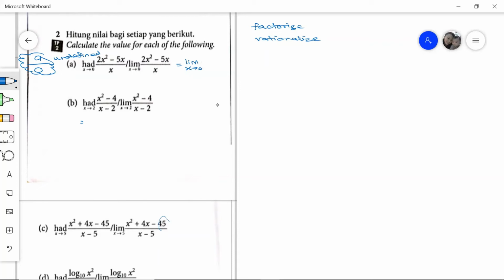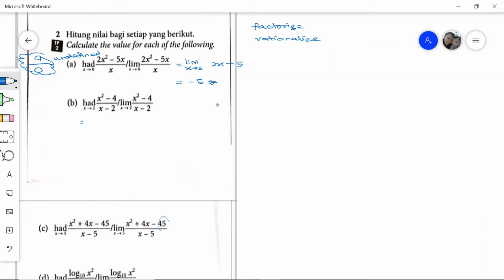So 2x squared minus 5x both divided by x, I left with just 2x minus 5. And now when everything is ready, we can direct substitute the x value. So we will have the answer negative 5.